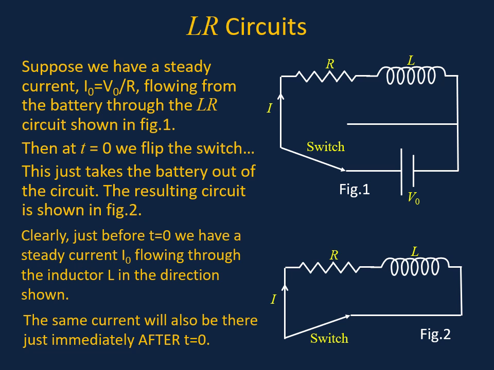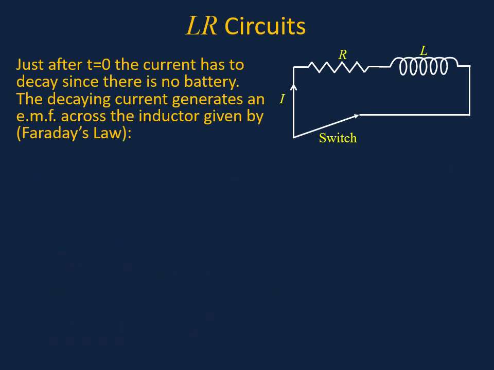What we are asking is, how does the current behave for subsequent times t greater than 0? So this is what we're going to try and learn. Just after t equal to 0, the current has to decay since there's no battery. The decaying current generates an EMF, or a voltage, across the inductor, which of course is given by Faraday's law: E equals minus L delta I divided by delta t.